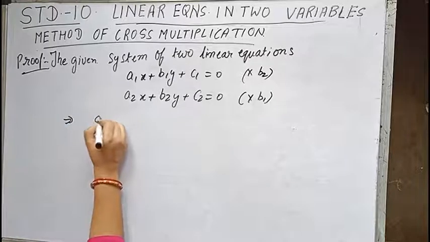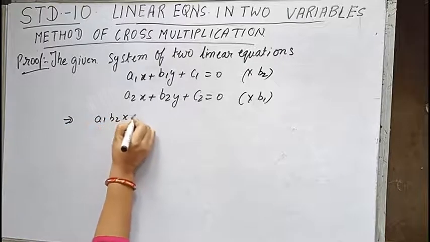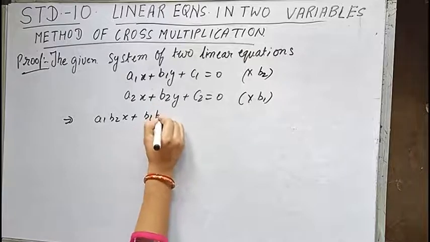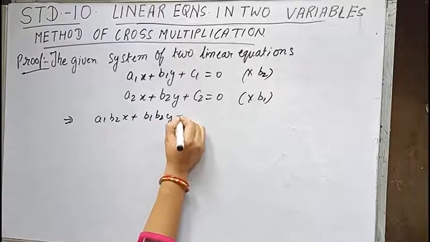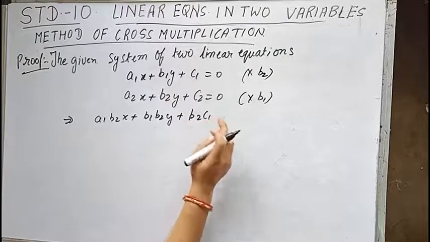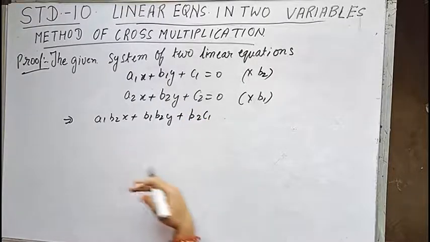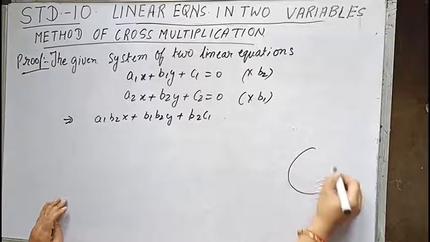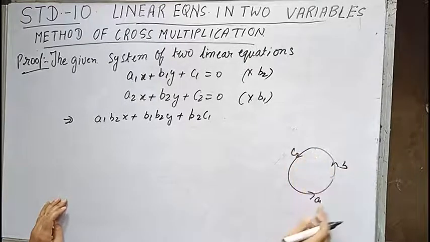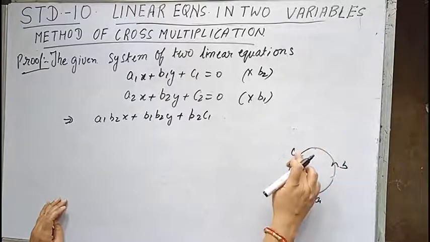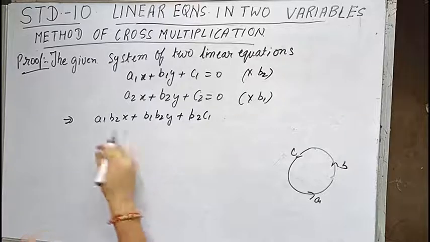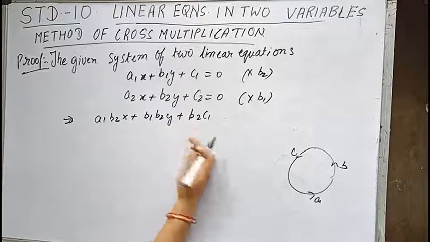This implies a1 b2 x plus b1 b2 y plus b2 c1. Whenever you write, remember this pattern A, B and C. Whenever you write AB, take care you should write C, then CA and so on. That's why I repeat in my mind AB, over here BB, over here BC.